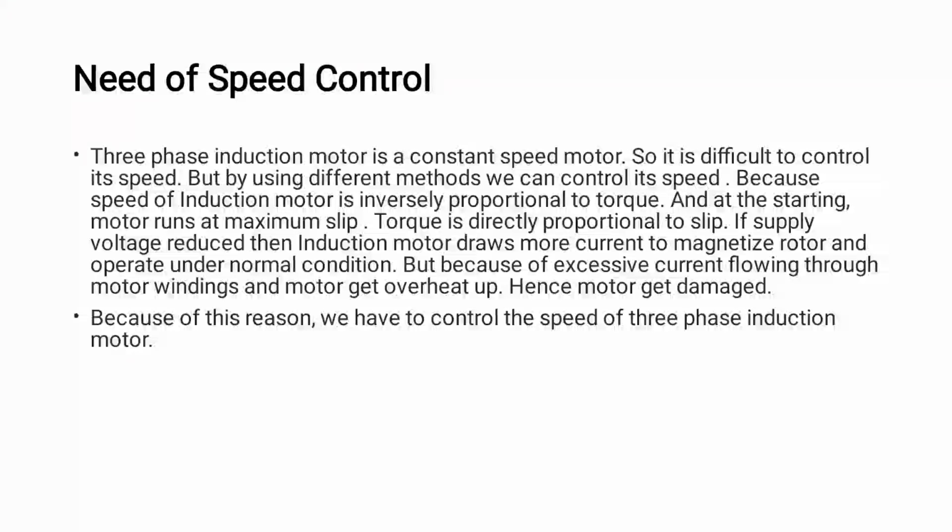From the torque equation, we know that the speed of the induction motor is inversely proportional to torque, and at the starting the motor runs at a maximum slip, and this torque is directly proportional to the slip. If the supply voltage is reduced, then the induction motor draws more current to magnetize its rotor, and so the rotor windings get heated and get damaged. So because of all these reasons, we have to go for the control methods for the speed control of three-phase induction motor.